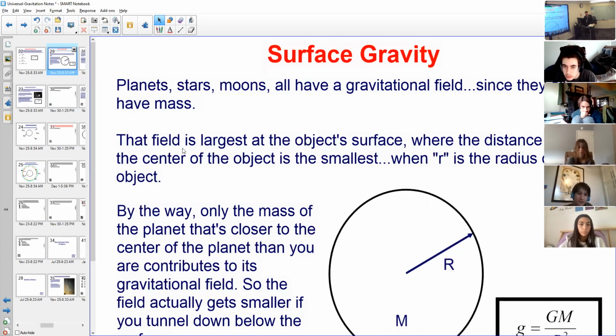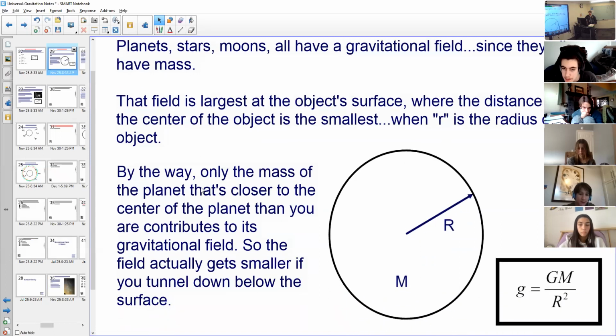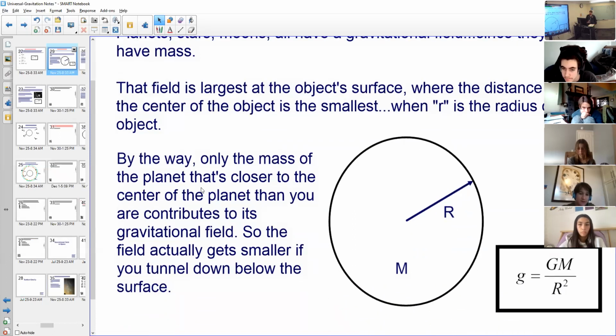Sure, I'll do it. Planets, stars, moons all have a gravitational field since they all have mass. That field is largest at the object's surface, where the distance from the center of the object is the smallest, when r is the radius of the object. By the way, only the mass of the planet that's closer to the center of the planet than you are contributes to its gravitational field. So the field actually gets smaller if you tunnel down below the surface.